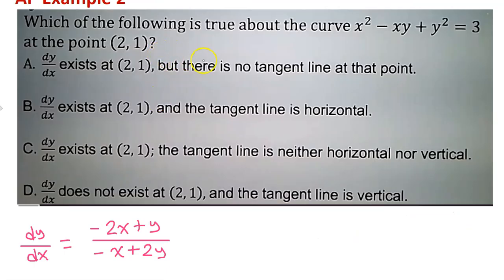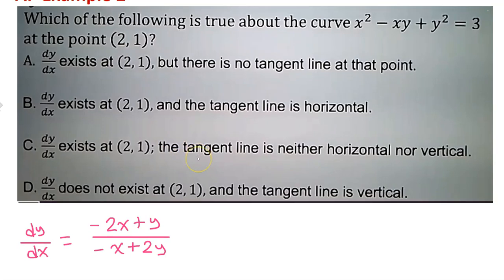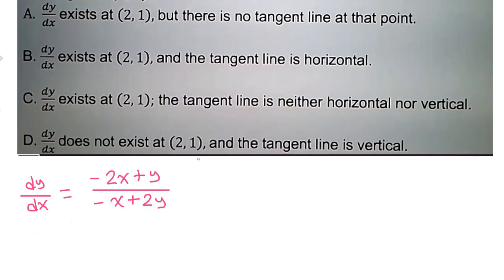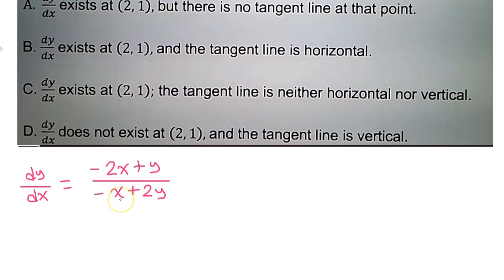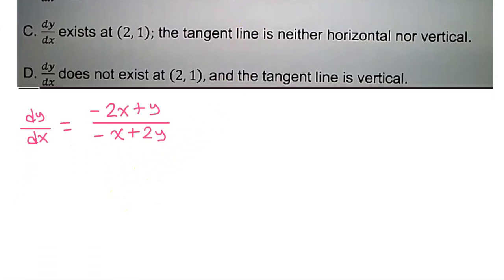The options are all about the tangent line at the point 2, 1. So let's try to find the tangent line and see what happens. To find the equation of a tangent line, we need a point and the slope. So we have the point 2, 1. We just need to find the slope, which will come from the derivative. So let's evaluate the derivative at the point 2, 1 to find the slope.